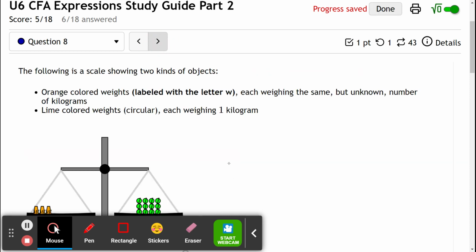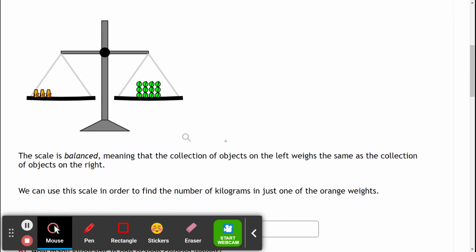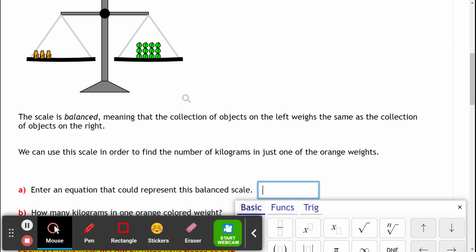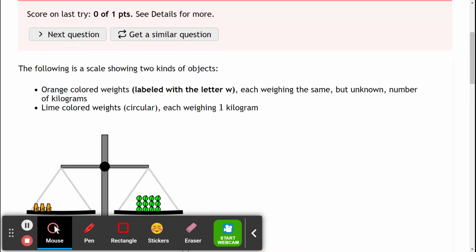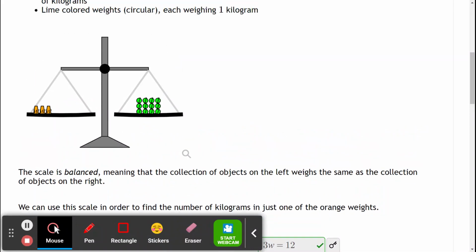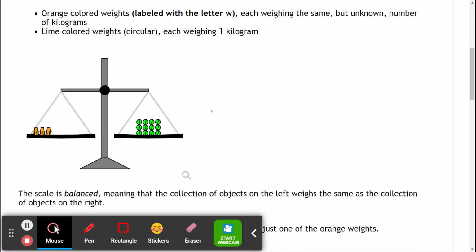Okay. So here's another interesting question. This is balanced. So we have 3 W's, and we have 1, 2, 3, 4, 5, 6, 7, 8, 9, 10, 11, 12. So 3 W's is equal to 12 of these things. Oh, I didn't answer the whole thing. So the question then is, how much is each W?